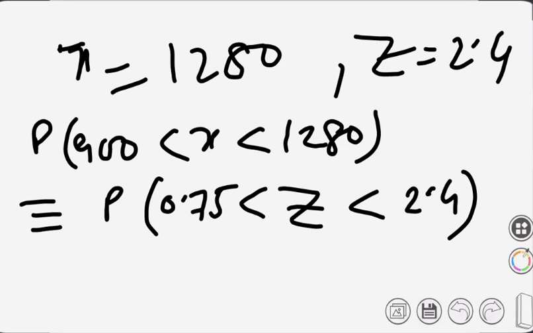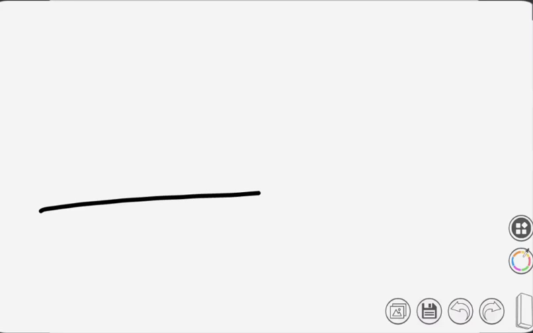Now, can you draw it? So let's draw. I keep saying this repeatedly, but it's always better to draw the figure and then find the probability, because that will help. So let's draw.